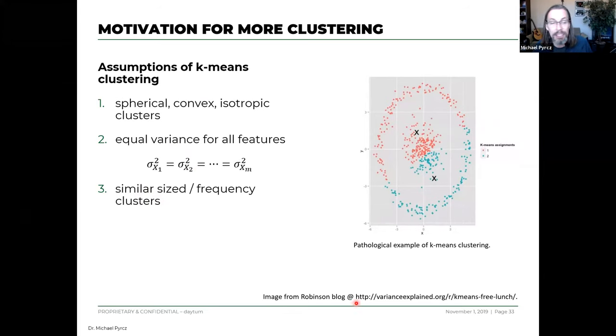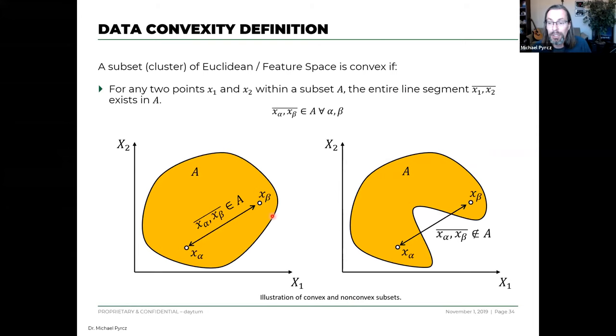Thank you very much to this blog for this image right here, a great pathological case where k-means clustering does not succeed. Let me explain convexity, because this is an important part or limitation of k-means clustering. First of all, this would be considered a convex outline of the data. This would be a non-convex outline. The definition of convexity within a geometry would be that for any two random points within the geometry, the line segment between the two points must be within that geometry, okay, or within that space. You can see in this example here, this is non-convexity.